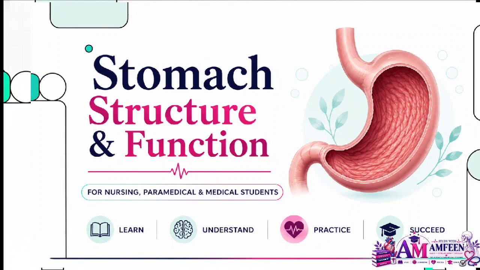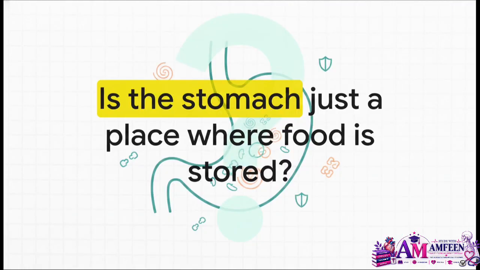After we swallow our food, it travels down the esophagus and reaches the stomach. But what exactly happens there? Is the stomach just a place where food is stored? Well, not really. The stomach stores food, sure, but it also mixes it, starts protein digestion, protects us from many microorganisms, and controls the movement of food into the small intestine.